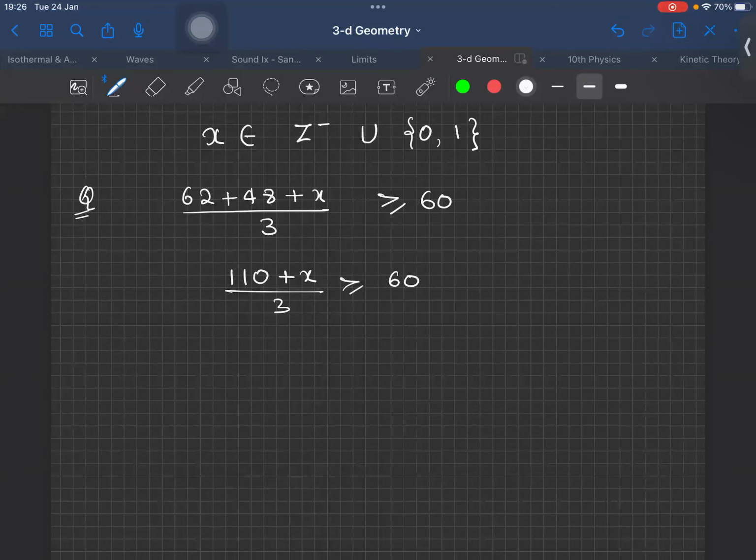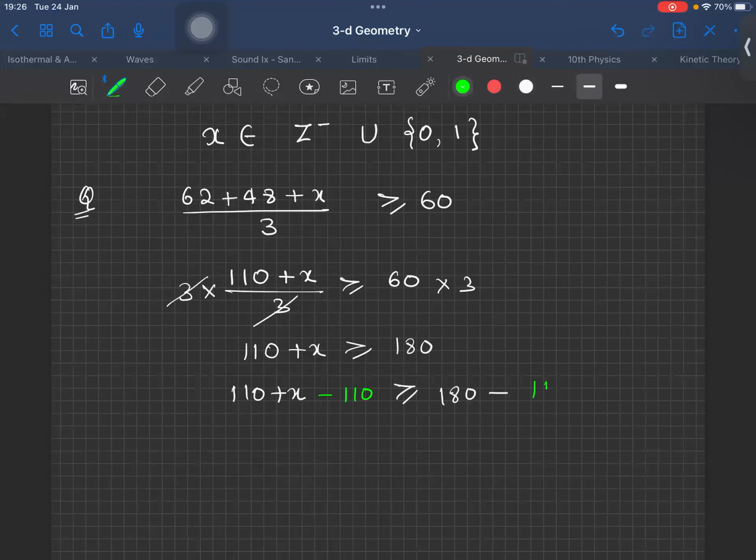Now let's multiply by 3 both sides. This 3 and this 3, the ratio will be 1. There we get 110 plus x should be greater than or equal to 180. Now we'll subtract 110 both sides. So 110 plus x minus 110 is greater than or equal to 180 minus 110. How much will this become? So x should be greater than or equal to 70. Okay, so that's the answer.